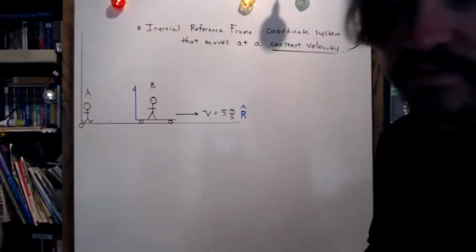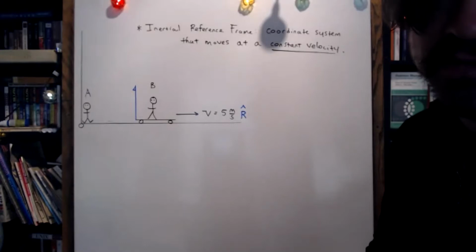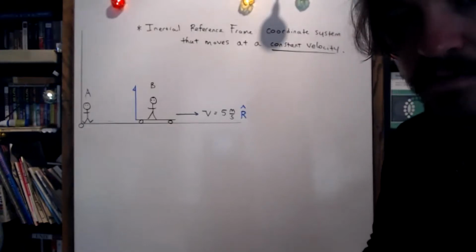Let's start by asking a couple of simple questions to make sure you understand. Does B constitute an inertial reference frame? Yes or no?